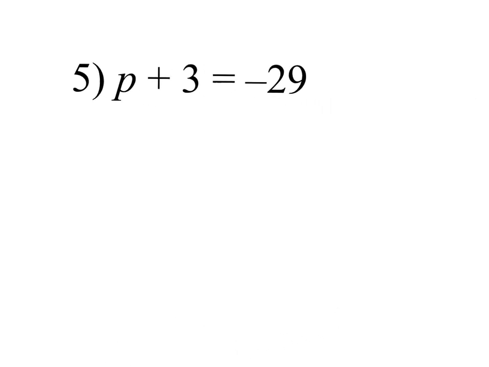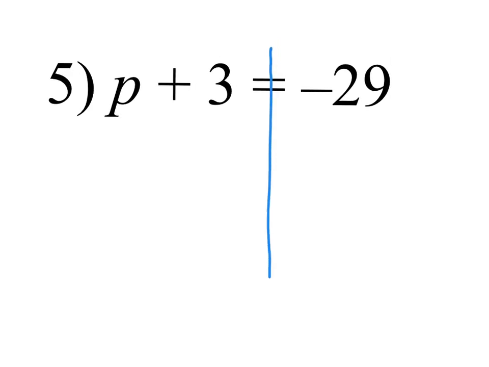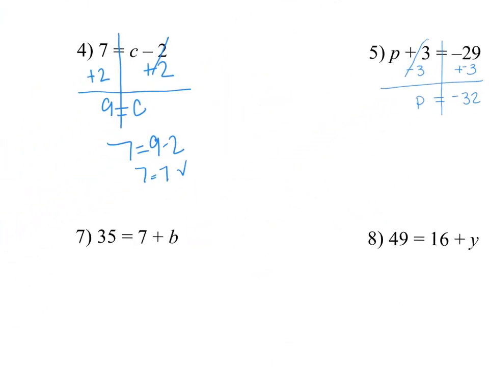Now, number 5. Drawing my line, straight down my equal sign. I'm solving for P. How do I do that? I do the opposite of plus 3, which is minus 3. What I do to one side, I got to do to the other. That leaves me P on the left side. And then negative 29 minus 3. I'm going to leave, change, change. Nope. So it's going to be negative 32. So leave, change, change. You've got to make sure you're watching those signs.